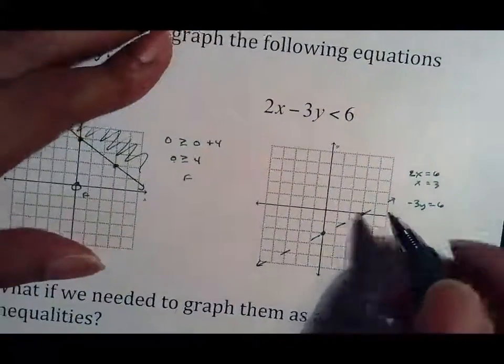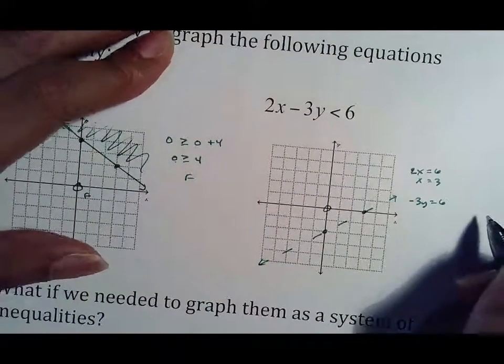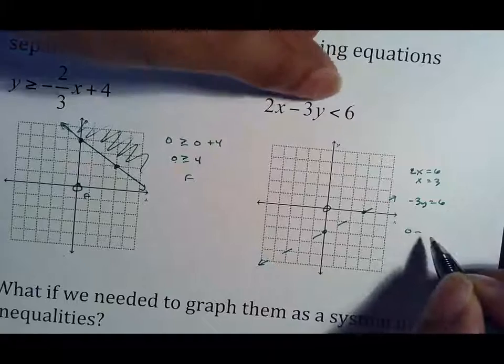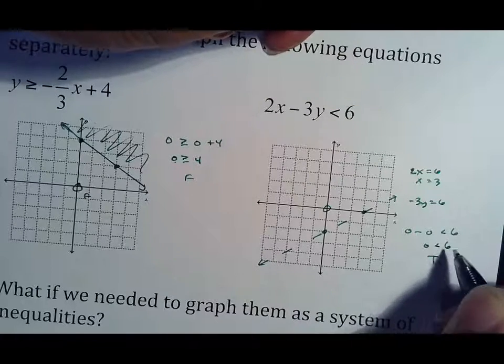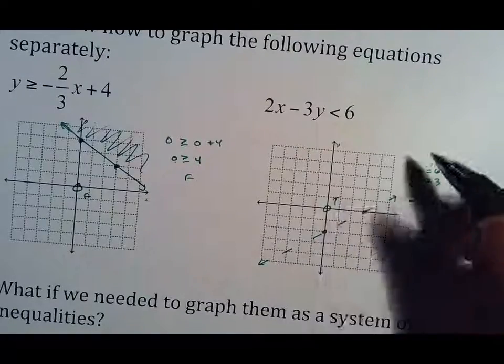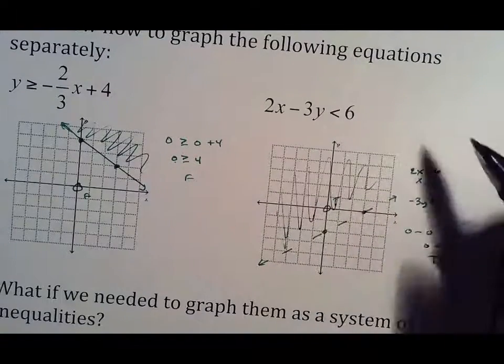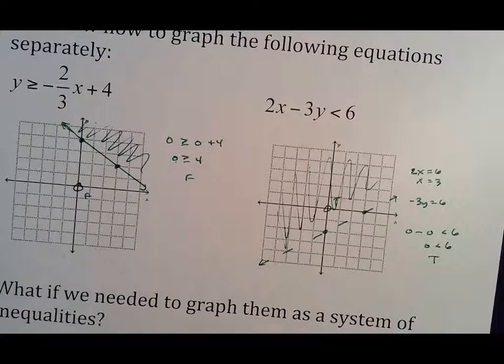And then we test 0, 0. That turns into 0, minus that turns into 0, less than 6. Is 0 less than 6? The answer to that is yes. And since that is true, we stay on that side and shade towards that point.